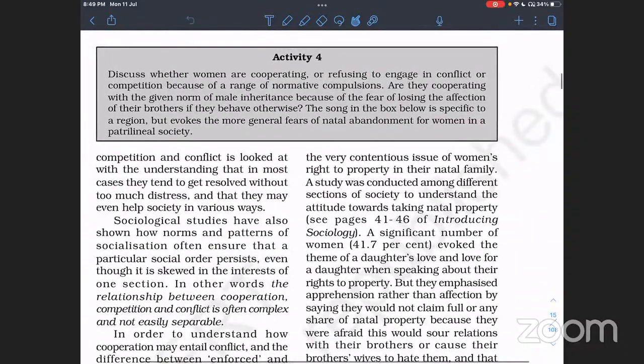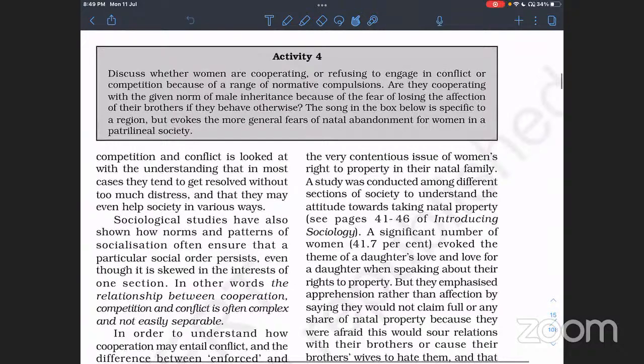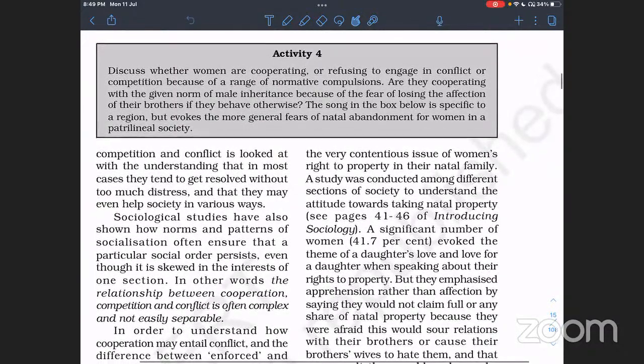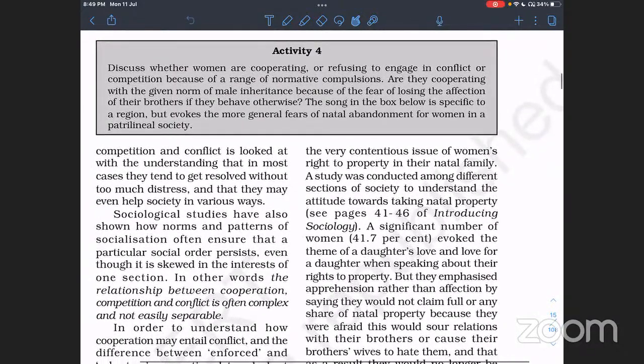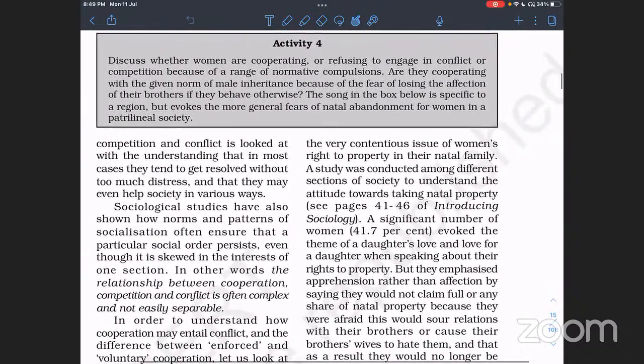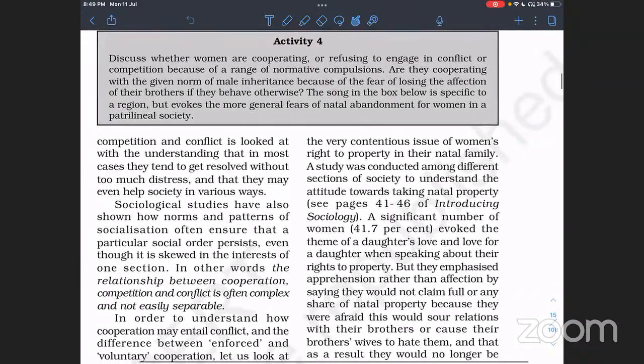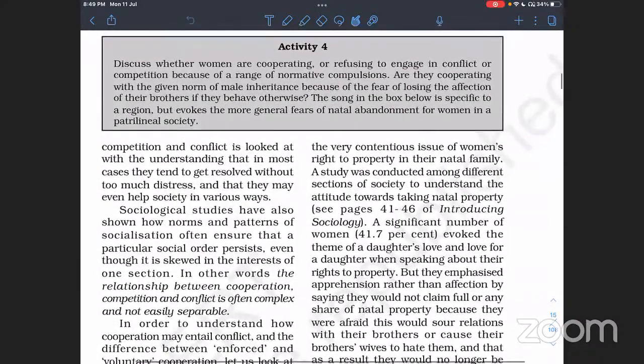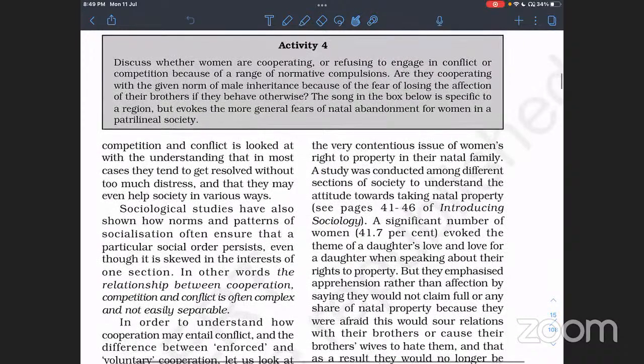Discuss whether women are cooperating or refusing to engage in conflict or competition because of a range of normative compulsions. Are they cooperating with the given norm of male inheritance because of the fear of losing the affection of their brothers if they behave otherwise? The song in the box below is specific to a region but evokes the more general fears of natal abandonment for women in a patrilineal society. Such a wonderful idea. Look at the depth of it.